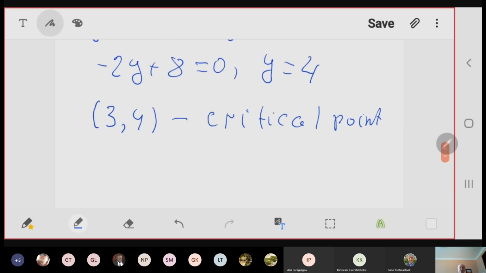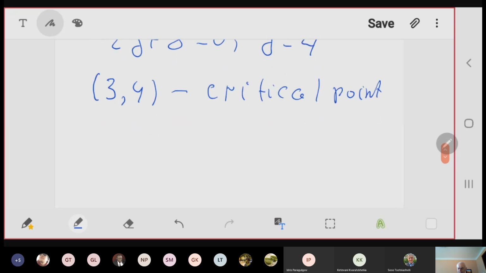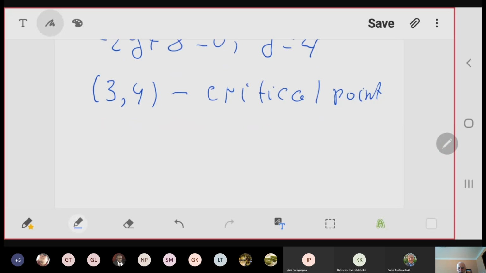Okay. Now what is the next step? The next step is to find the number D, a very important number. And to find this number, we need second order partial derivatives: f_xx, f_xy, and f_yy.